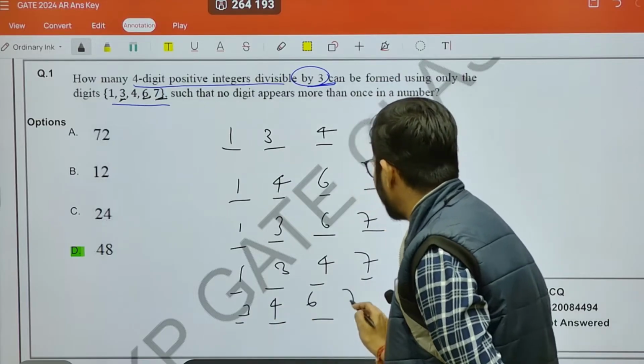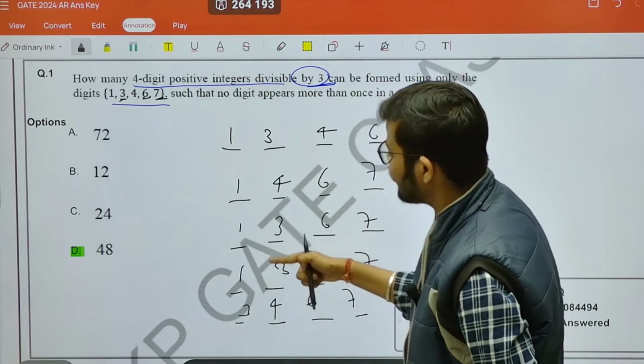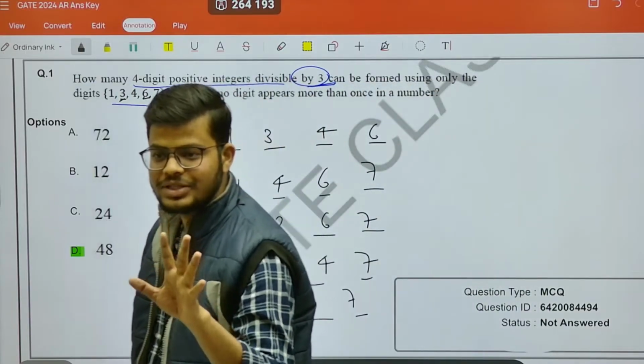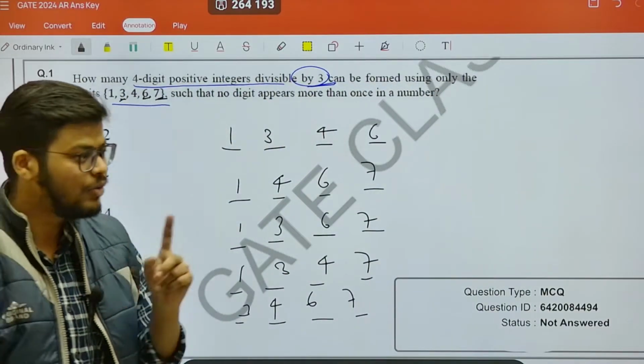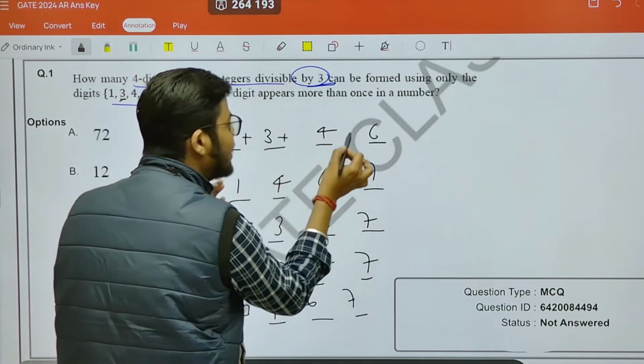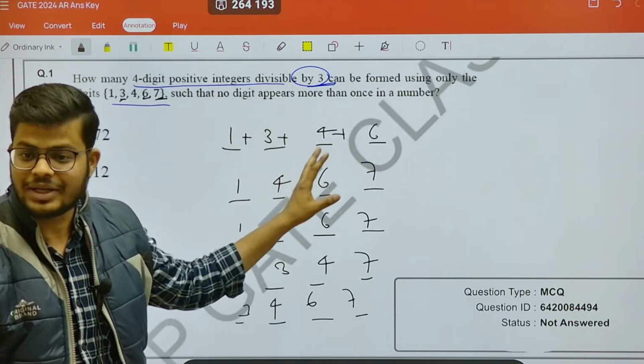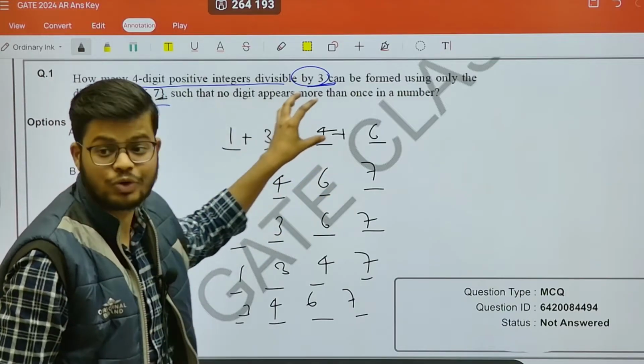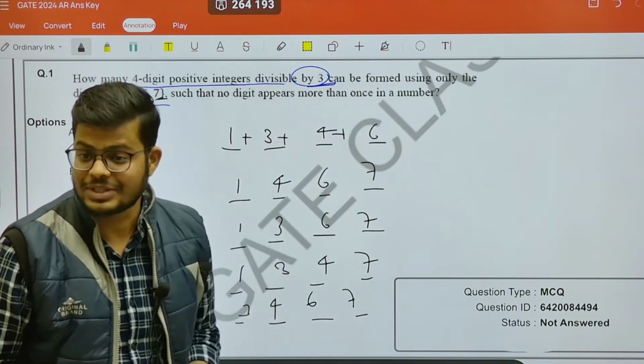Now what total number of combinations did we get? 1, 2, 3, 4, 5. Only 5 possible combinations of the digits are there. Now we are going to check whether the sum is divisible by 3 or not. If the sum is divisible by 3, that means any combination made out of these digits will also be divisible. That is the thing.